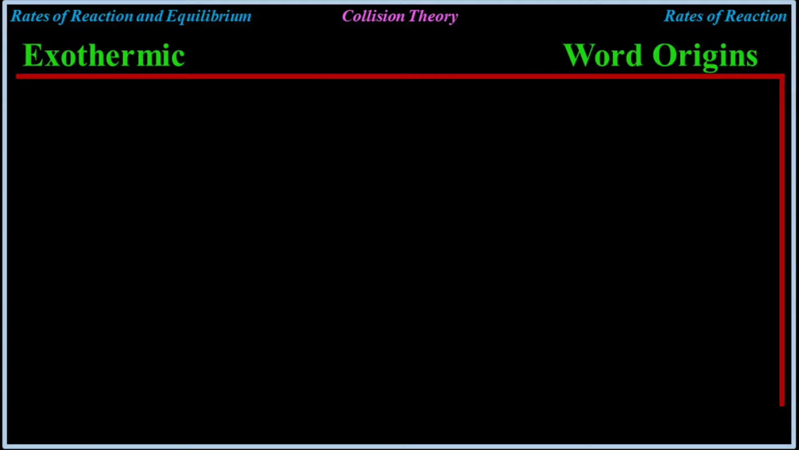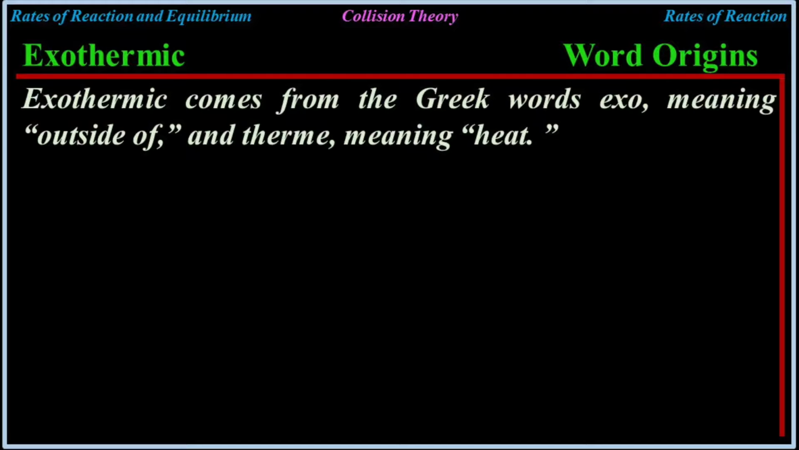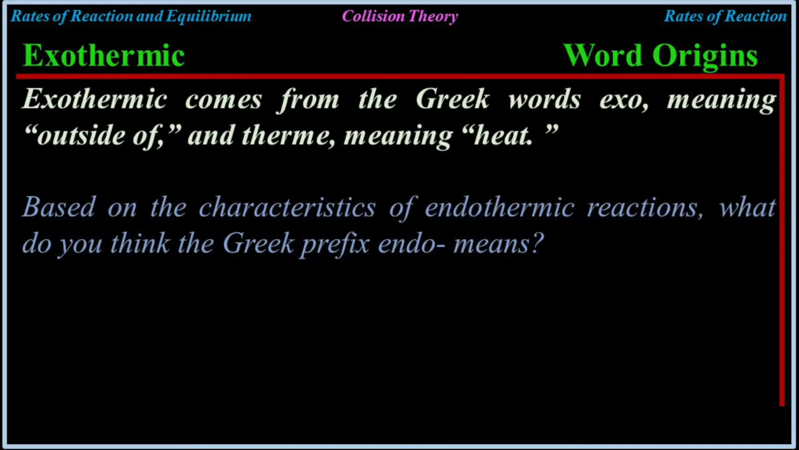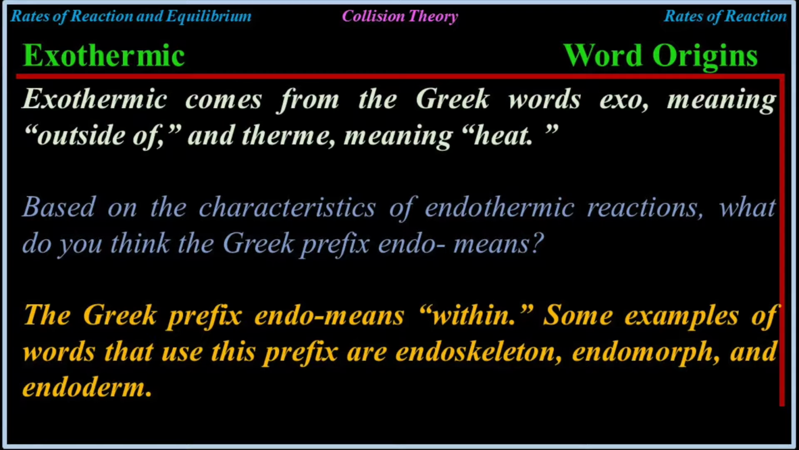Word origins, exothermic. Exothermic comes from the Greek word exo, meaning outside of, or therm, meaning heat. Based on the characteristics of exothermic reactions, what do you think the Greek prefix endo means? Endo. The Greek prefix endo means within. Some examples of words that use this prefix are endoskeleton, endomorph, and endoderm.